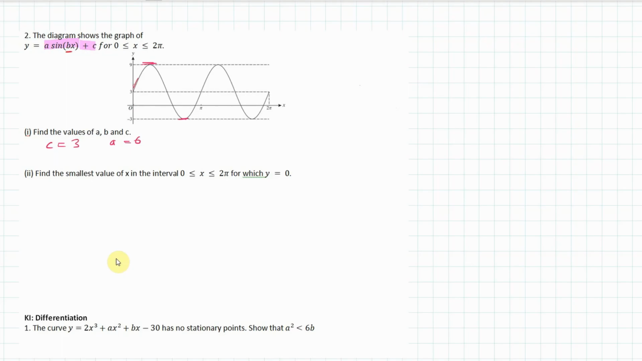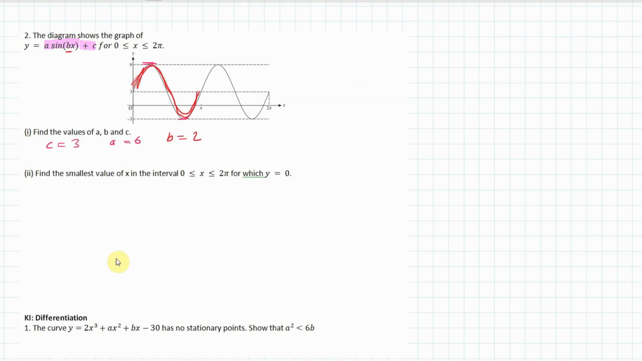And now this, the next bit here, this bx, you can see that you've got a period of pi, whereas normally it's 2 pi, isn't it? So this bit here that I've just sketched over, that would normally finish at 2 pi. So that shows you that you've got twice as many waves happening in the range, so it's going to be b is equal to 2.